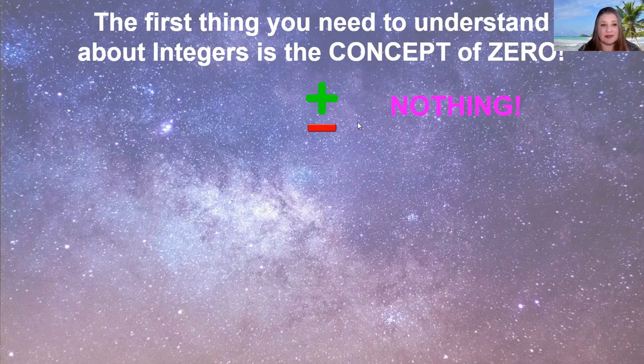There's nothing. And we can represent that with a plus and a minus, because if you add one and take it away, you're at zero. If you give someone $1 and then you take it back, now they have $0.